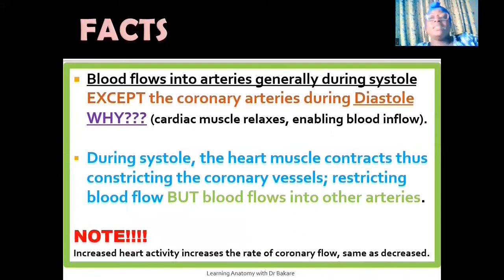Also, to add, there is going to be an increase in the flow of blood within the coronary artery when the activity of the heart is increased.